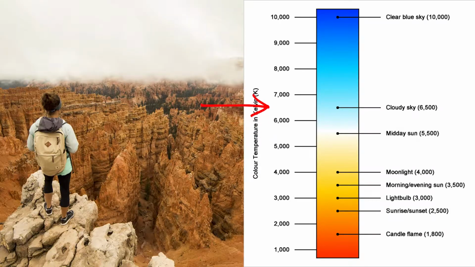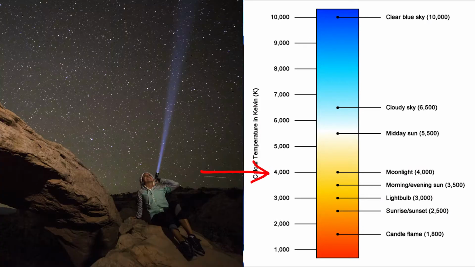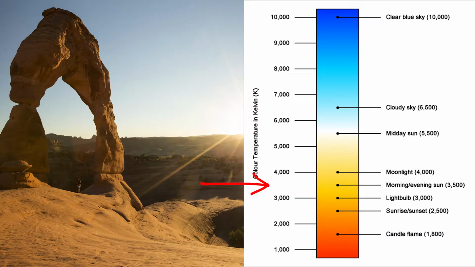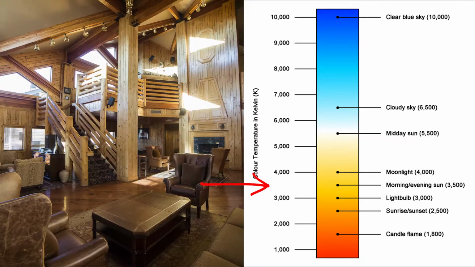Now as clouds start to roll in, that'll change your color temperature to a more blue hue, and at night by the moonlight your color temperature is going to be more around 4000. Your sunrises and your sunsets are going to be anywhere from 2500 to 3500, and most indoor light bulbs are going to be around 3000.